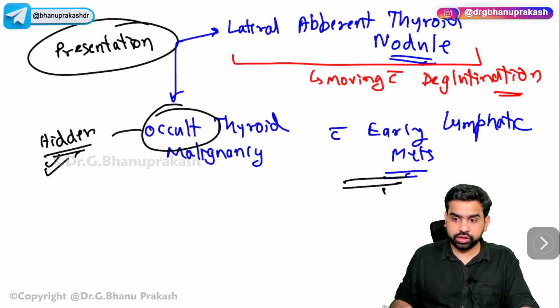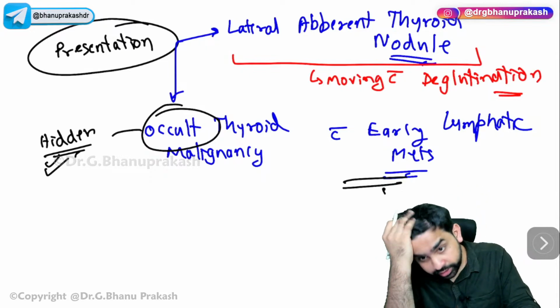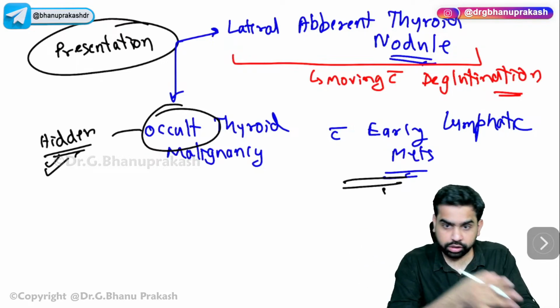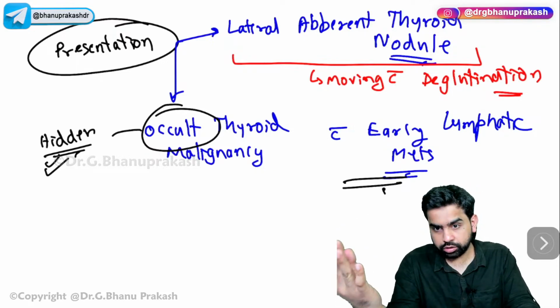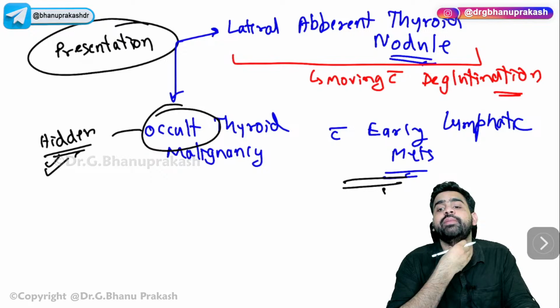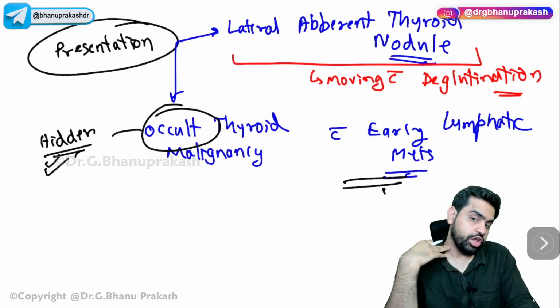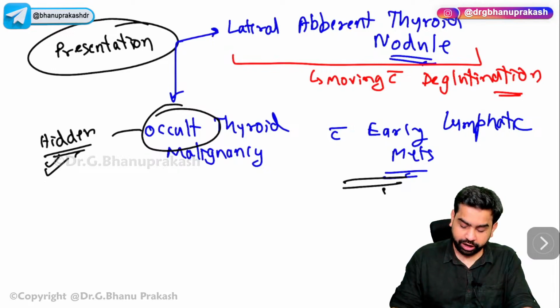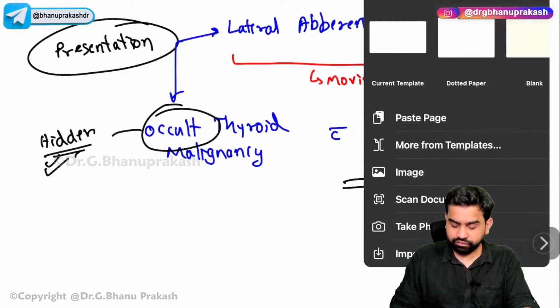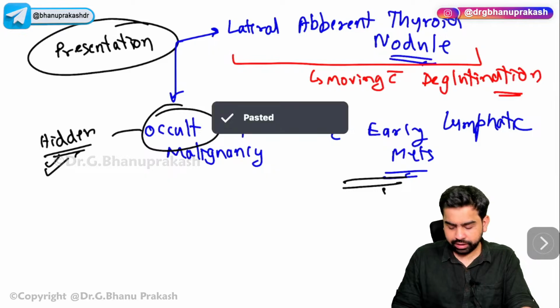So what you need to understand is that in patients with papillary carcinoma of thyroid, what is more common, hematogenous spread or lymphatic spread? Lymphatic spread is common. So here in the midline, there will be no swelling, nothing, but there will be lymph nodes which are palpable. So that is very, very important. Occult thyroid malignancy with early lymphatic metastasis, or with neck swelling, whatever you want to call it.